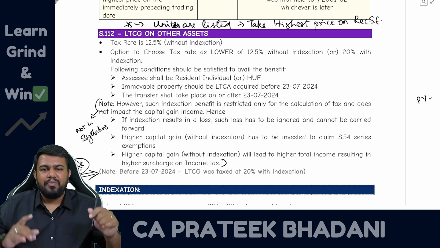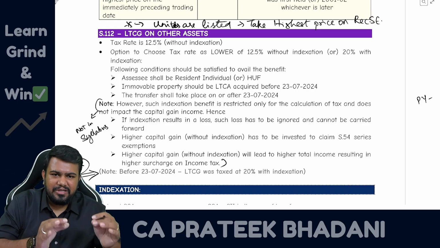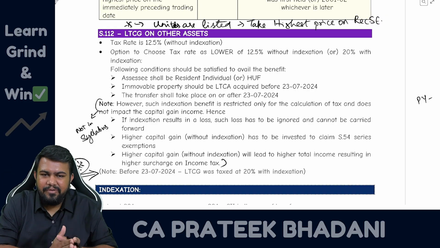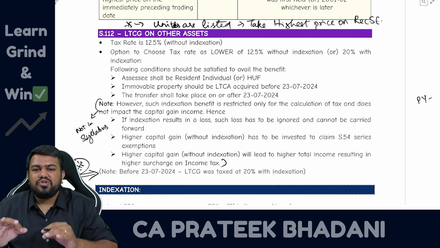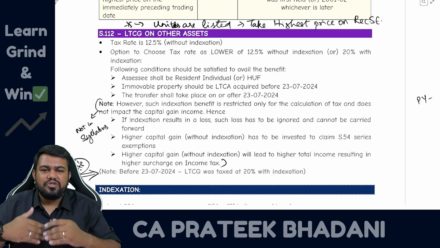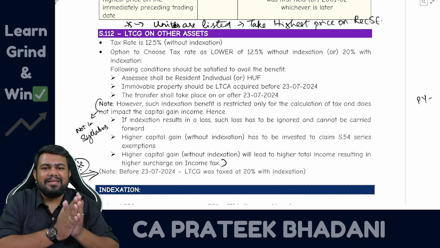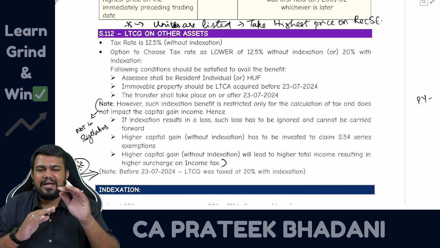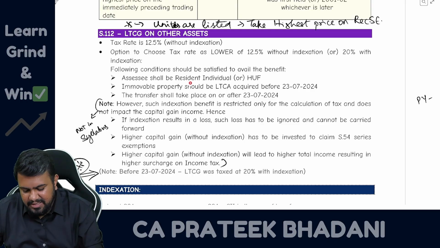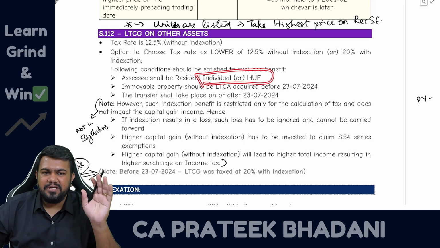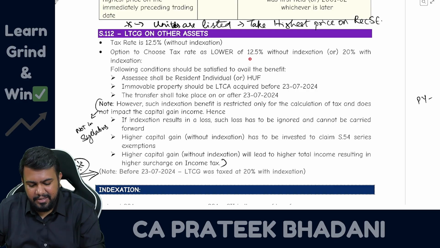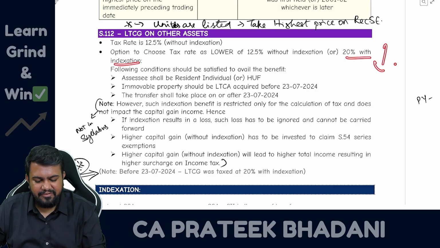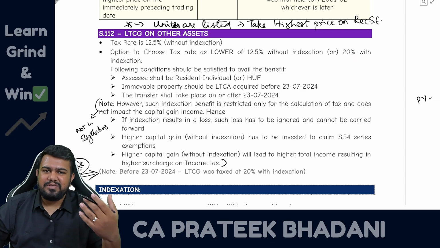So what did I say? A resident individual or HUF should be having an immovable property which is purchased before 23/7/2024. It should be a long-term capital asset and it should be transferred on or after 23/7/2024. If all these conditions are satisfied, then such individual or HUF will get an option. What is the option, sir? That individual, while calculating the tax, can take 12.5% without indexation or 20% with indexation, whichever is lower. So they can take whatever is beneficial for them.